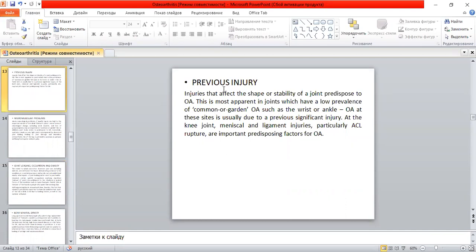Previous injury. Injuries that affect the shape or stability of a joint predispose to osteoarthritis. This is most apparent in joints which have a low prevalence of common or garden osteoarthritis, such as the wrist or ankle. Osteoarthritis at these sites is usually due to a previous significant injury. At the knee joint, meniscal and ligament injuries, particularly anterior cruciate ligament rupture, are important predisposing factors for osteoarthritis.